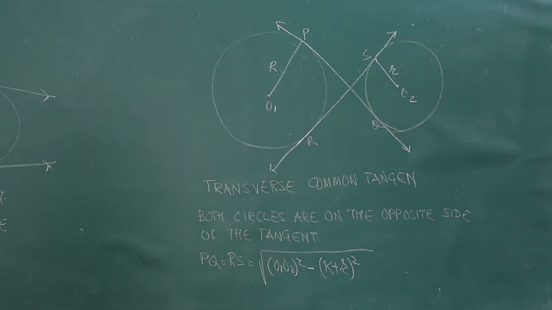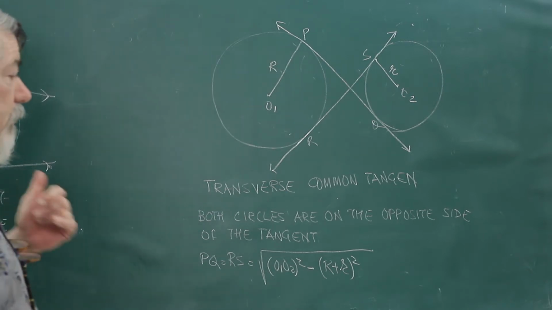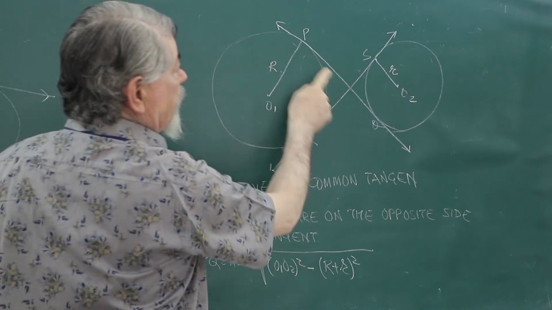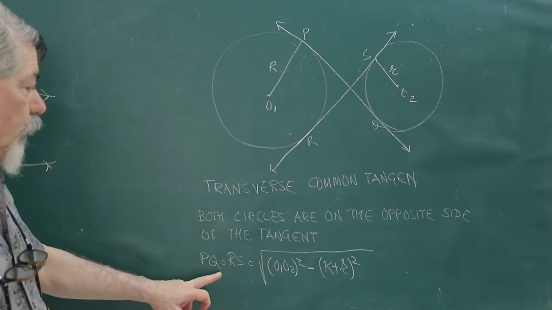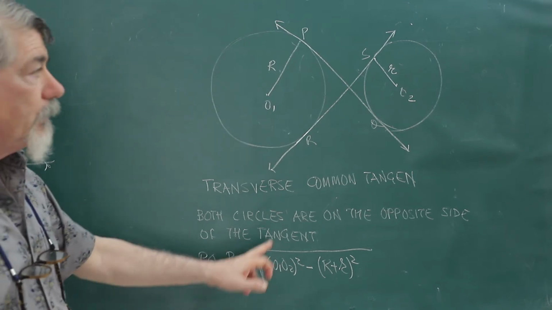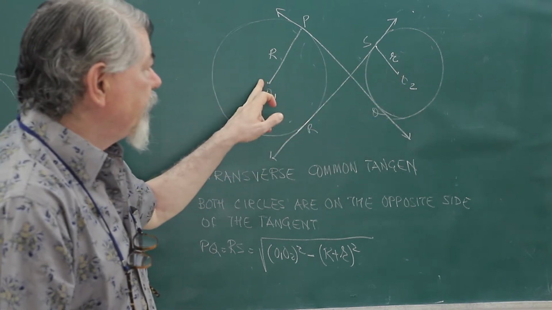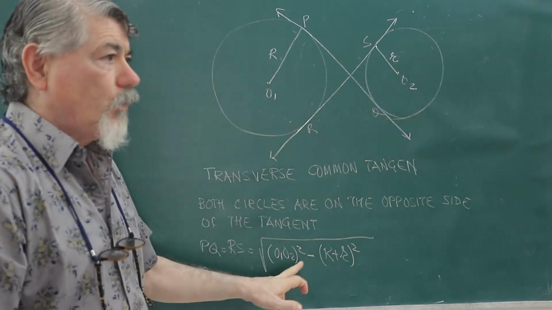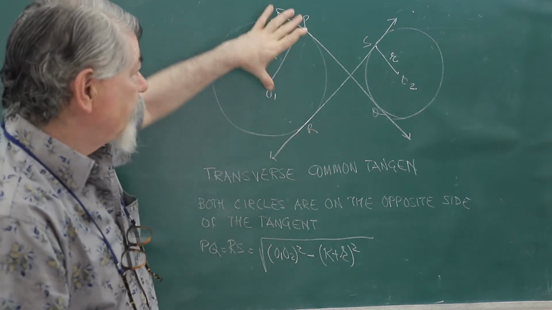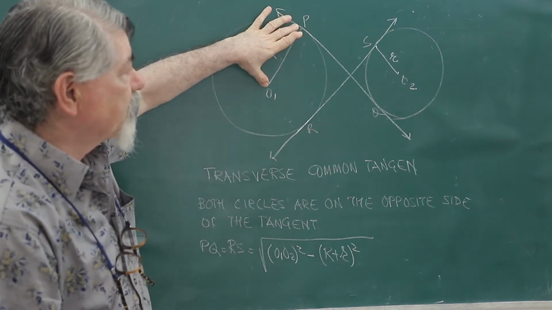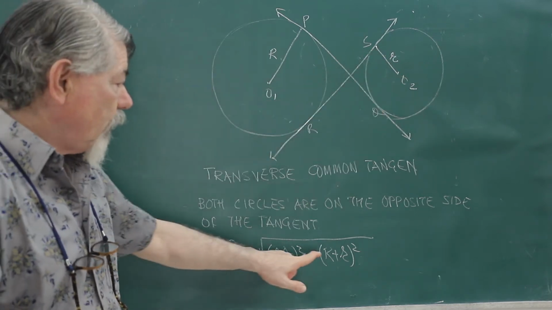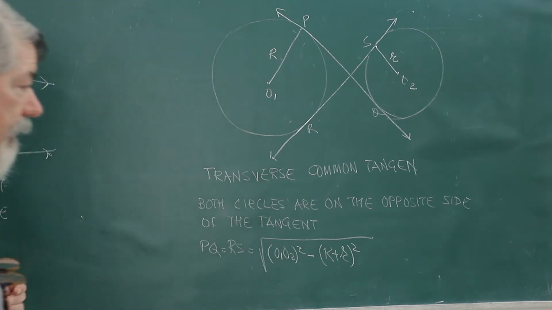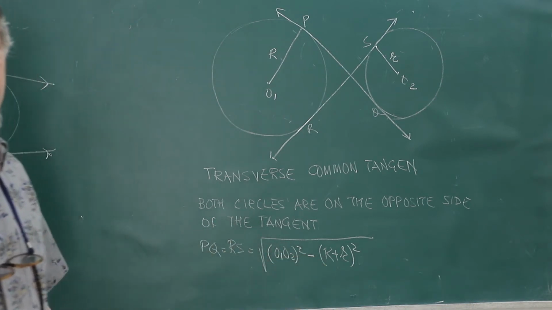Like we calculated the length of the direct common tangent, we can calculate the length of the transverse common tangent also. The length of PQ will be equal to RS. The length of PQ and RS is given by the formula: under root, the distance between the two centers, O1 O2, whole square, minus R plus r whole square, where R is the radius of the bigger circle and small r is the radius of the smaller circle. In that case it was R minus r, here it is R plus r.